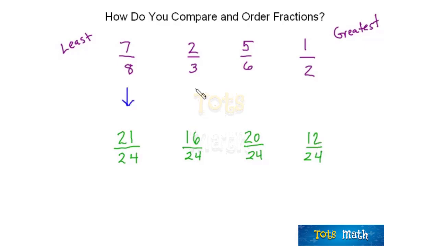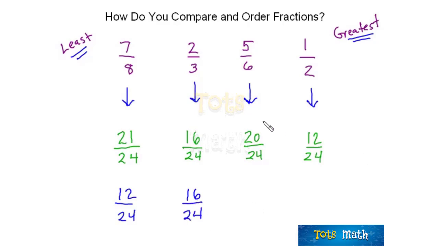So now we've created equivalent fractions. And now the denominator in each case is 24. So we can simply compare the numerators. So the smallest numerator is 12. So 12/24 must be our smallest fraction. And we're ordering from least to greatest. So the next largest numerator is 16. So that means 16/24 is the next largest fraction.